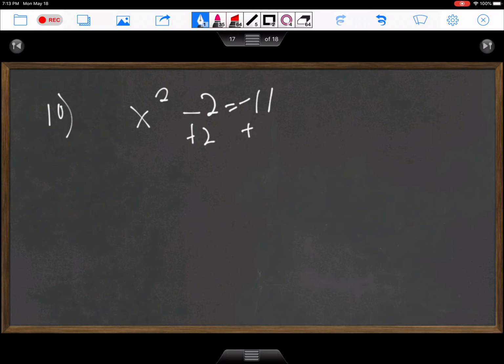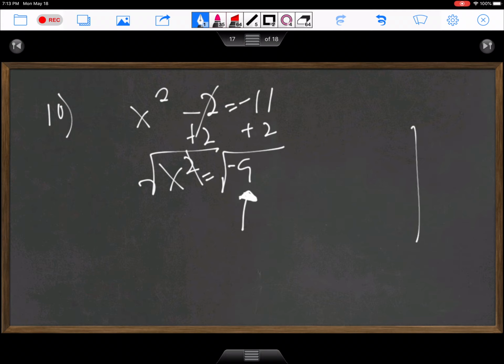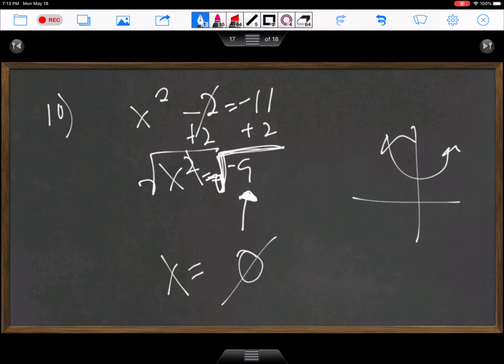Okay, so I add 2 to both sides. X squared equals negative 9. So you'll try to take a square root, but what you'll notice is you can't get anything times itself to equal that negative 9. So remember we talked about those parabolas that never touch the x-axis? This is going to be no solution. It's never going to cross the x. And I know that because I can't take the square root of a negative.